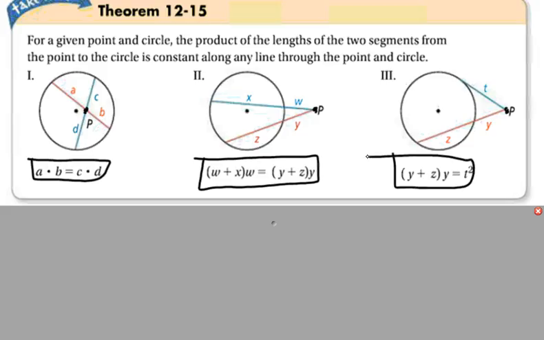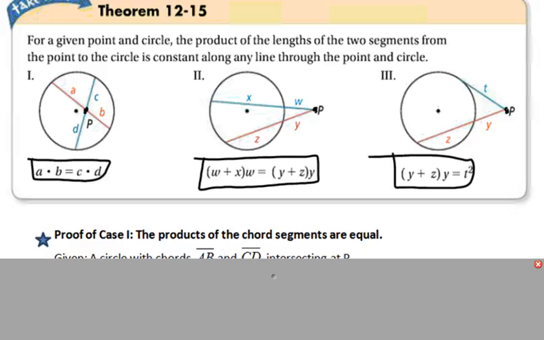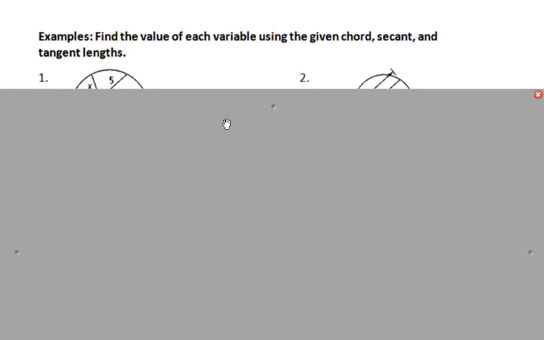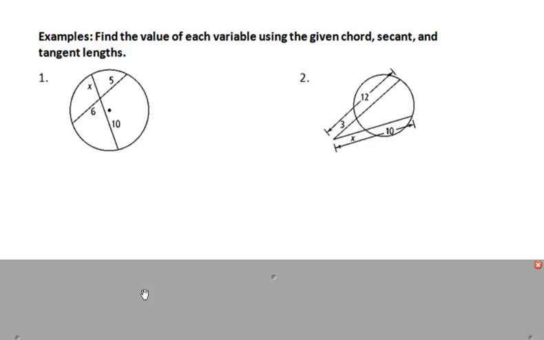So, let's try to use those things. Skipping over the proof right now, let's go through a couple examples so we can get these practiced. Examples: find the value of each variable using the given chords, secant, and tangent lengths.